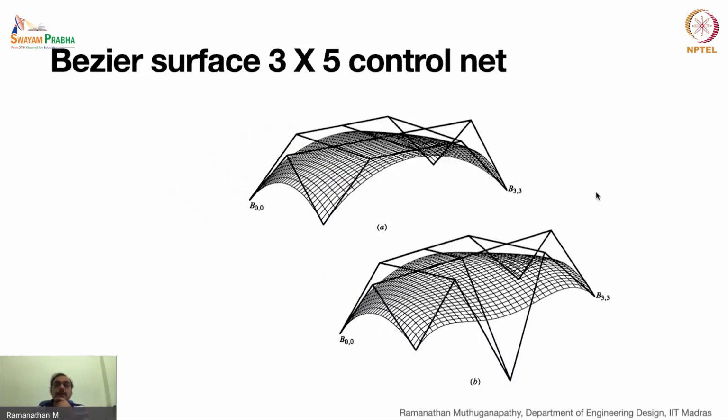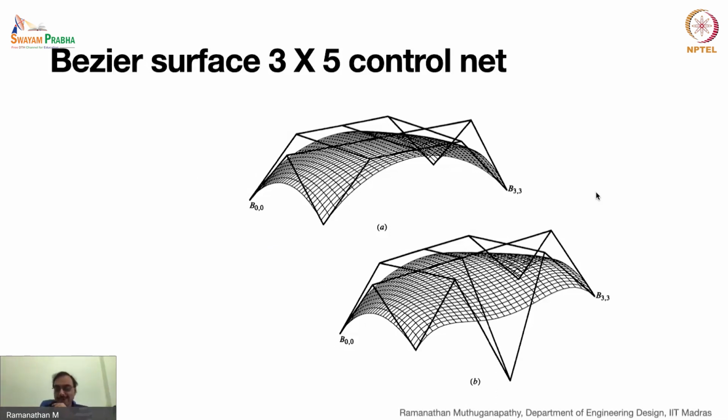So do you guys observe anything? What is the control net size here? So what is the size of the control net here? 2 by 4, it looks like, 8. Sir, 3 by 3, sir, 9. 3 by 5. 3 by 3. Is it not 3 by 5?